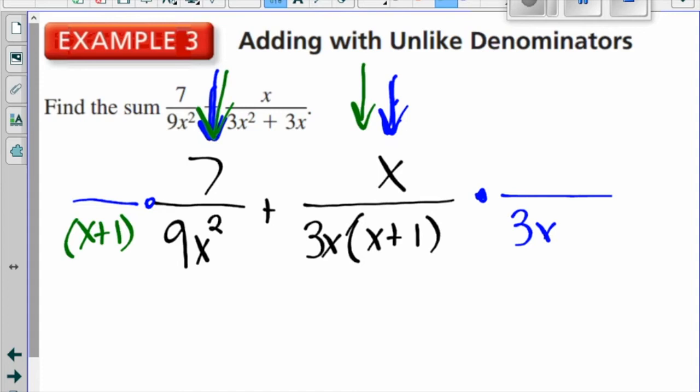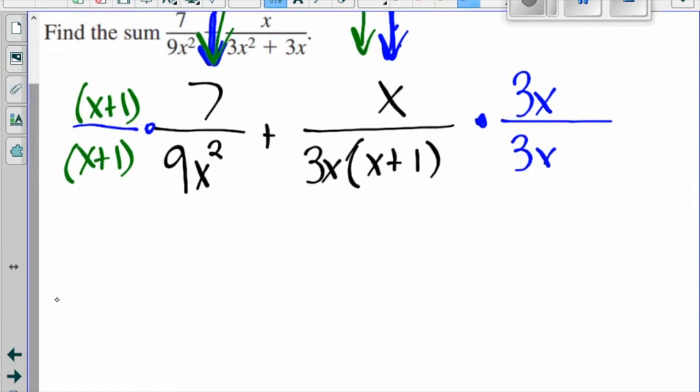But I can't multiply just the denominator. I also have to multiply the numerator by it. Really, what are we multiplying both of these fractions by? What's x plus 1 divided by x plus 1? 1. We're just multiplying both of these fractions by a fancy version of 1, yes? That's why we can do this. Okay, any questions on this so far?